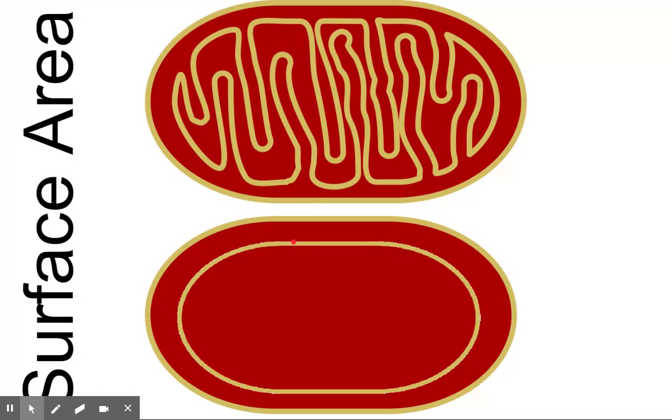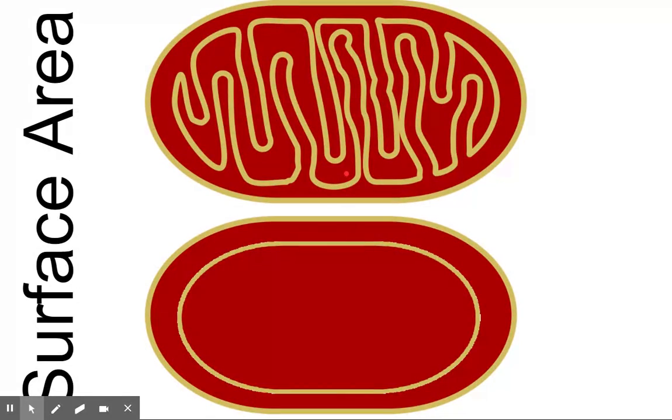So here we have two cells. Our top cell, you can see has lots of folds, and our bottom cell, not so many folds. And basically, the folding of the inner membrane and creating these cristae helps us create lots of surface area. So the top cell has lots of surface area on the inner membrane, and the bottom cell, not so much. Well, why is that a big deal?